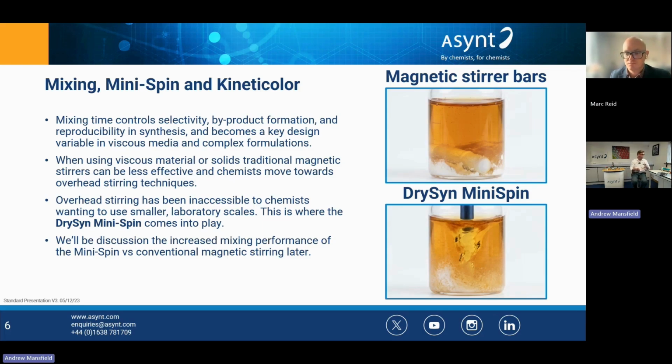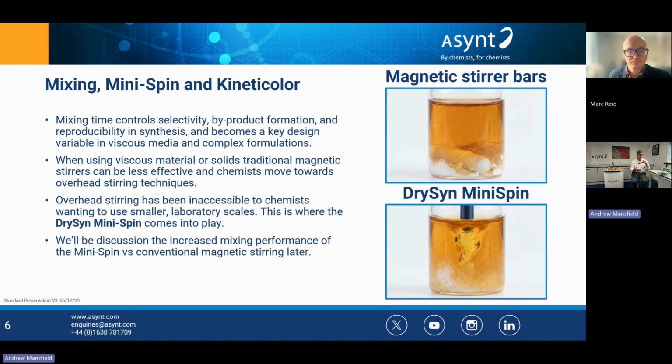But we've also seen that the rate of mixing is very important in our reaction for selectivity, byproduct formation, and reproducibility. You know, mixing is chaotic, it's turbulent in its nature. If we can increase mixing, we can have better control of our reactions. And that's a key design in how we are preparing our chemical reaction. And as we've seen, with more viscous material and maybe the introduction of solids, we need better mixing to get our desired outcome of our reaction.